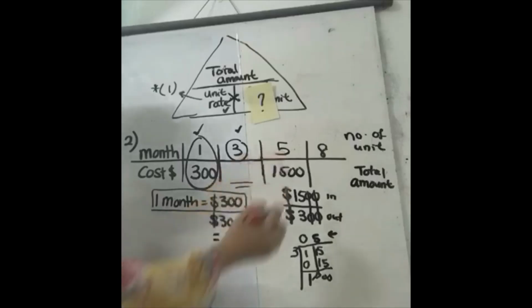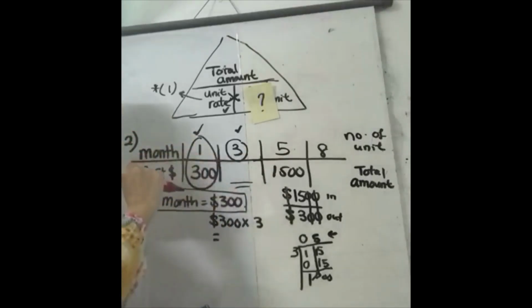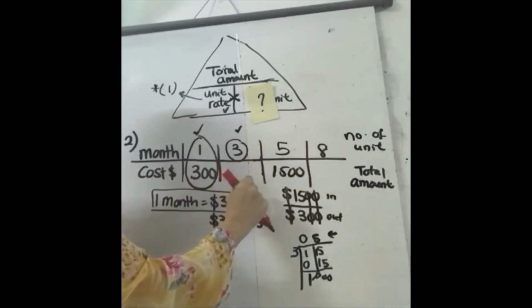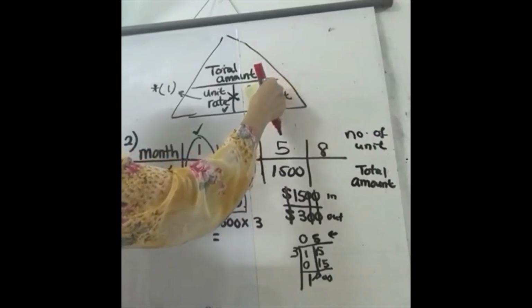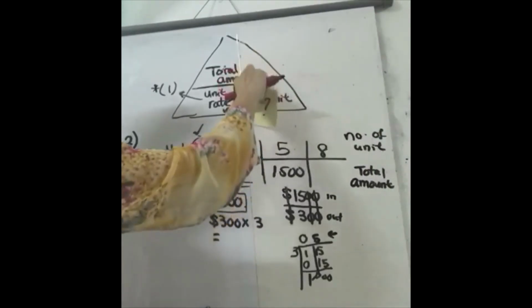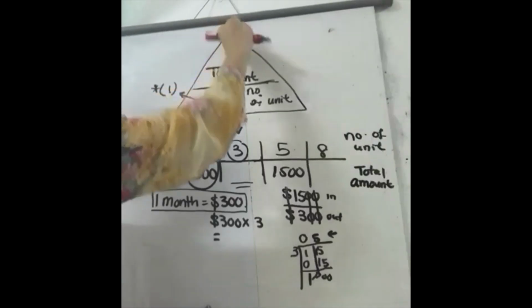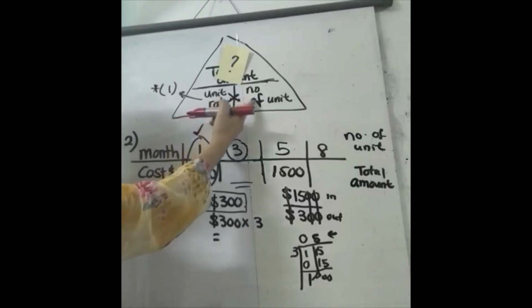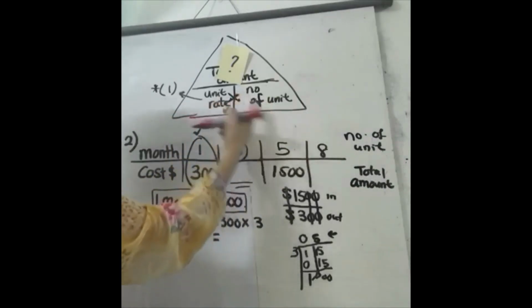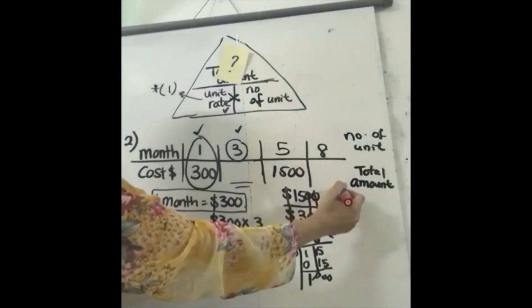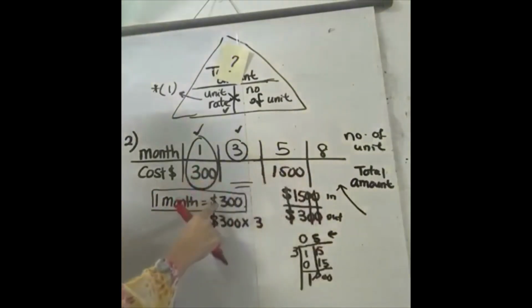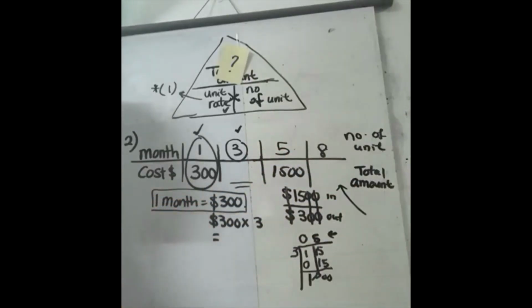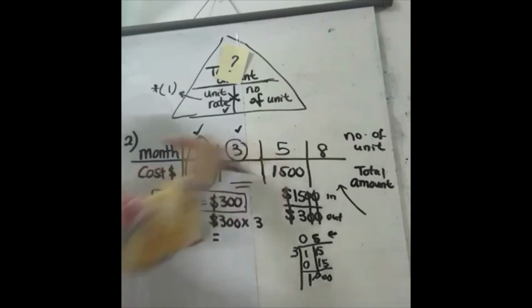Okay, so the last one. What are you going to find? Are you going to find the number of unit or the total? We're going to find the total. So since we're going to find the total, I'm going to put the question mark there. So what they ask you to do, you take the unit rate times the number of unit. So what's the number here? 8. So to work out this one, we take the unit rate, the 300, we times by 8. Okay, that's it. Try solving that last question.